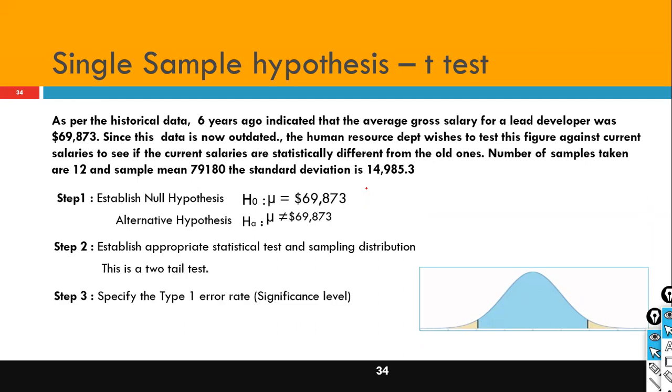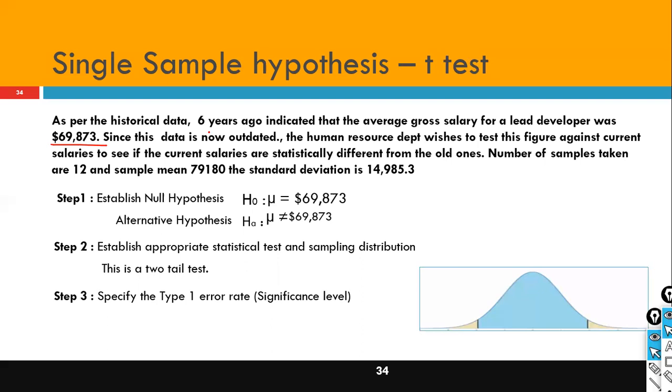Define the null and alternative hypotheses. And this is a two-tailed test. Look here, in this case, as per the historical data from 6 years ago, the average gross salary for a lead developer was 69,000. This data is now outdated. Obviously, 6 years back, whatever salary was drawn by the lead developer was not the same as the current lead developer salary, isn't it? Still, the HR department wants to test this figure against the current salary to see if the current salary is significantly different from the older one.